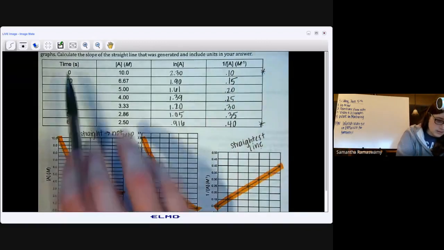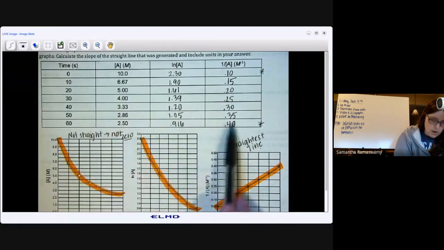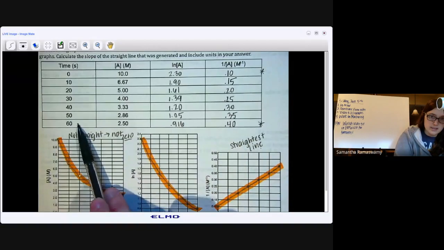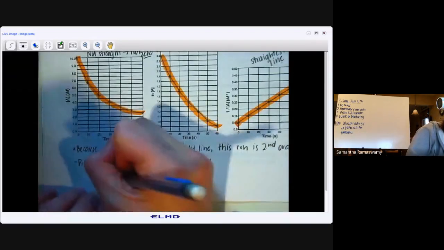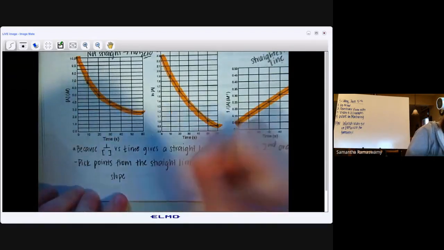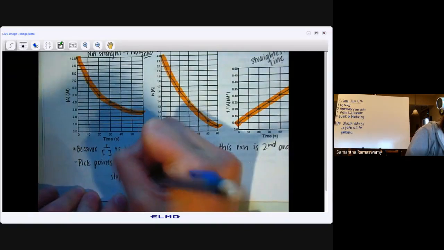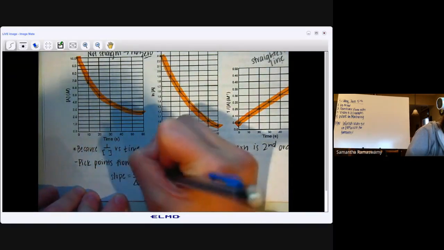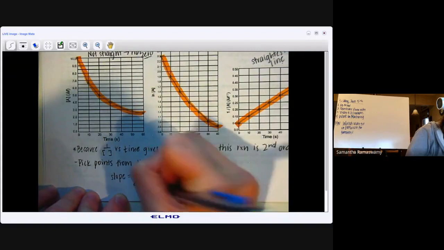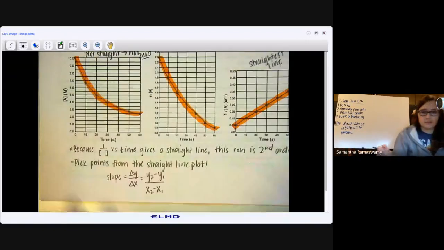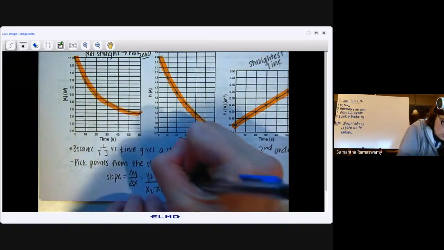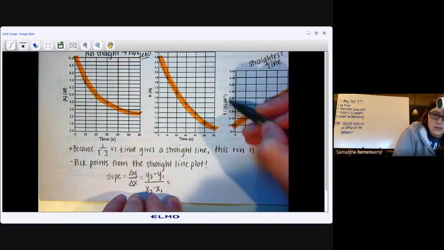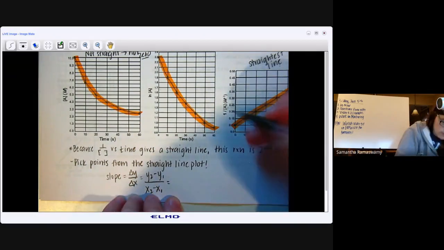Y, X, Y, X. So to calculate the slope, pick 2 points and do change in Y over change in X. Y2 minus Y1 over X2 minus X1. So my 2 points, I always pick the first and the last point, because then it kind of covers everything in between. So Y is your 1 over values, 1 over concentration values.